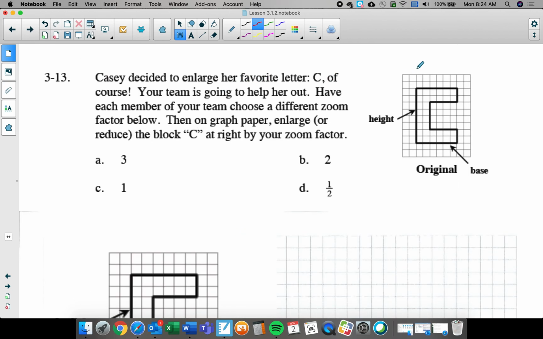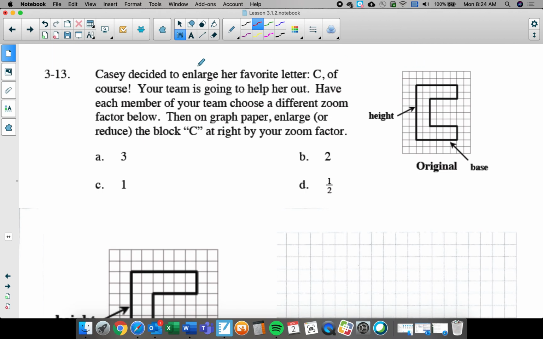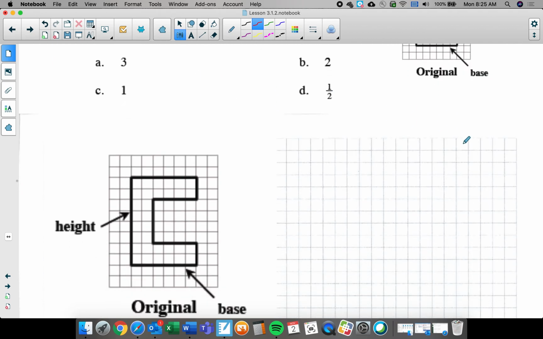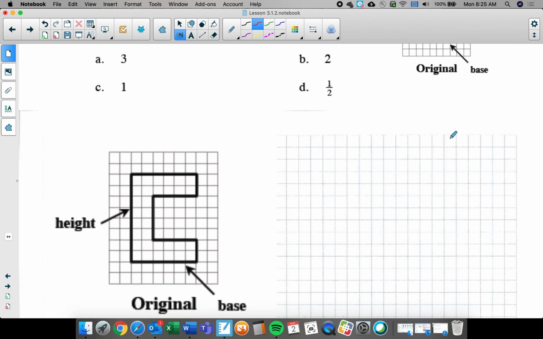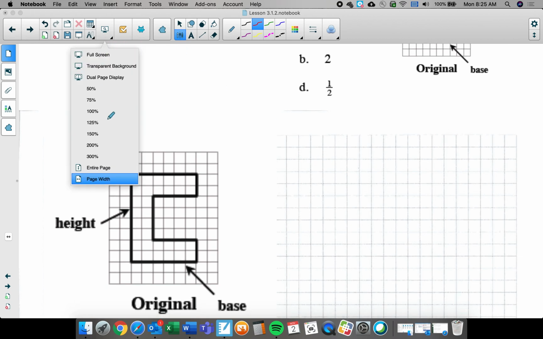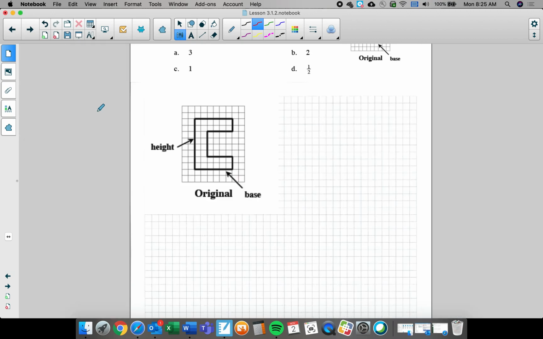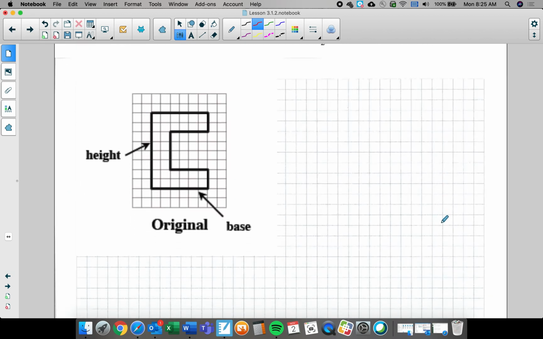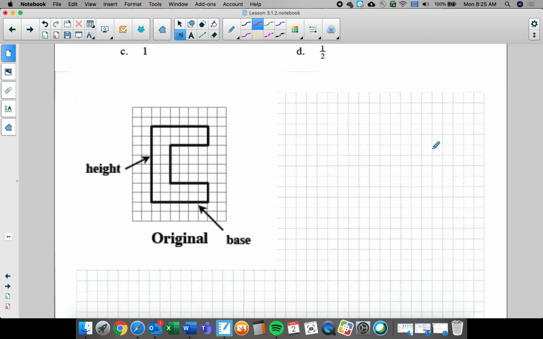So now if we take a look here in problem 313, it says Casey decided to enlarge her favorite letter C, of course, C for Casey. It says to have each member choose a different zoom factor and then on graph paper enlarge it. What I'm going to do is just do one of these so that you can take a look at it. So let me go through and actually simplify this down. Let's go a little bit bigger than that. So let's say that we have this. I'm going to do part B where I'm going to double the side length.